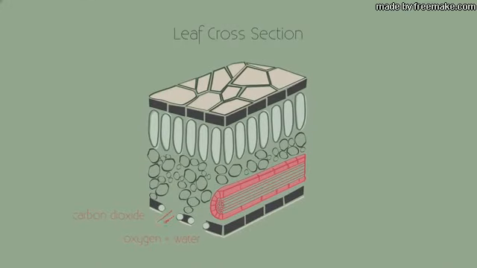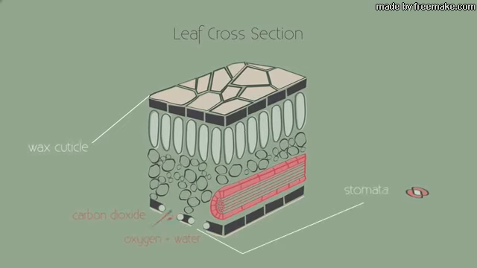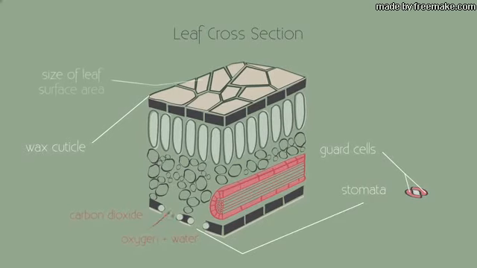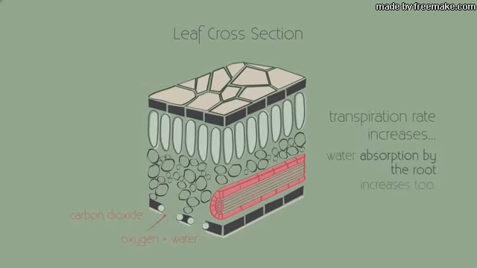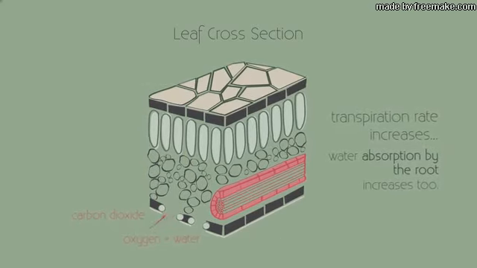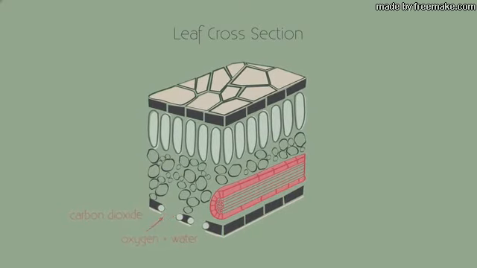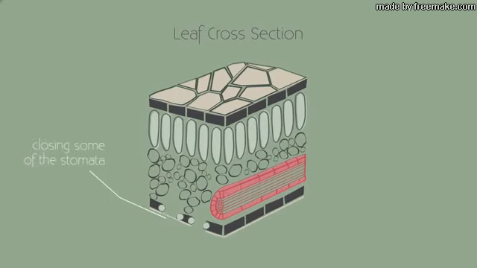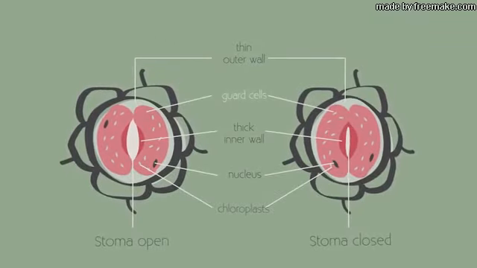Then there are also physical factors, like does it have a waxy cuticle? How many stomata does it have? The nature of the guard cells, how large is the leaf surface area, and if the leaf is folded or flat. If the rate of transpiration increases, then the rate of water absorption by the roots needs to increase too. When water is scarce, or if the roots are damaged, the plant needs to reduce its transpiration rate by closing some of their stomata. There are guard cells on either side of the stomata, which regulate this.